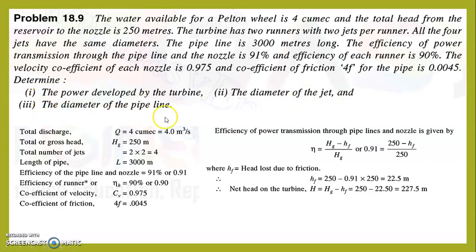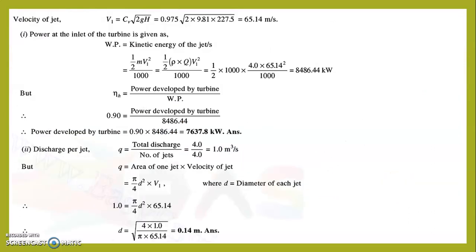Diameter of the pipeline we will obtain from the equation HF is equal to 4FL V square by 2GD, where D is the diameter of the pipeline. Here we have the equation for efficiency while transmitting through the penstock pipe, that is Hg minus Hf by Hg is equal to 0.91. So we will get the value of HF as 22.5 meter and capital H is equal to 227.5 meter.